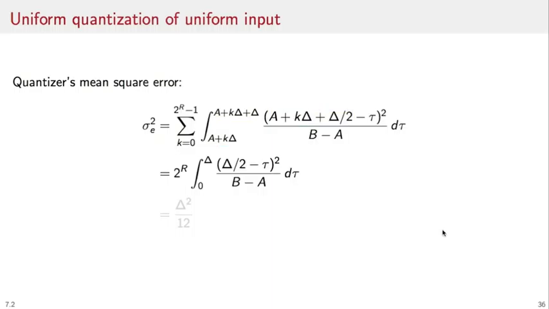And if we compute this integral, we obtain the fundamental result of uniform quantization. The mean square error for a uniform quantizer is equal to delta squared over 12, where delta is (b minus a) divided by 2 to the R.